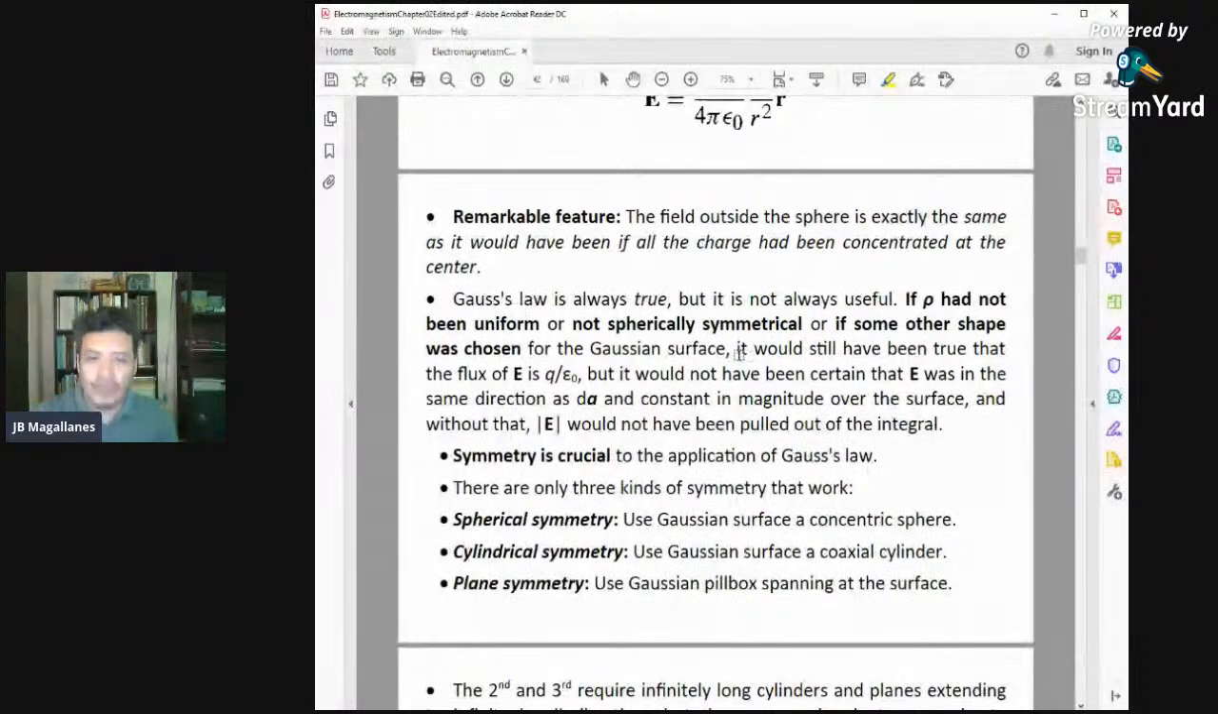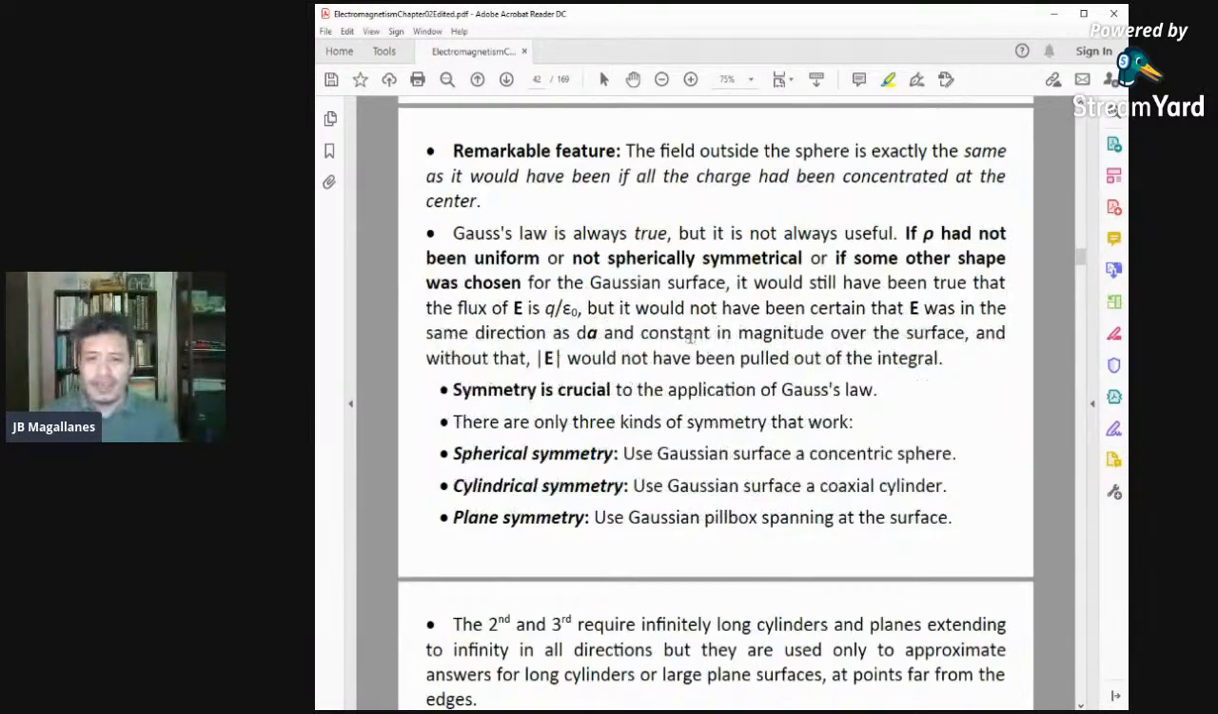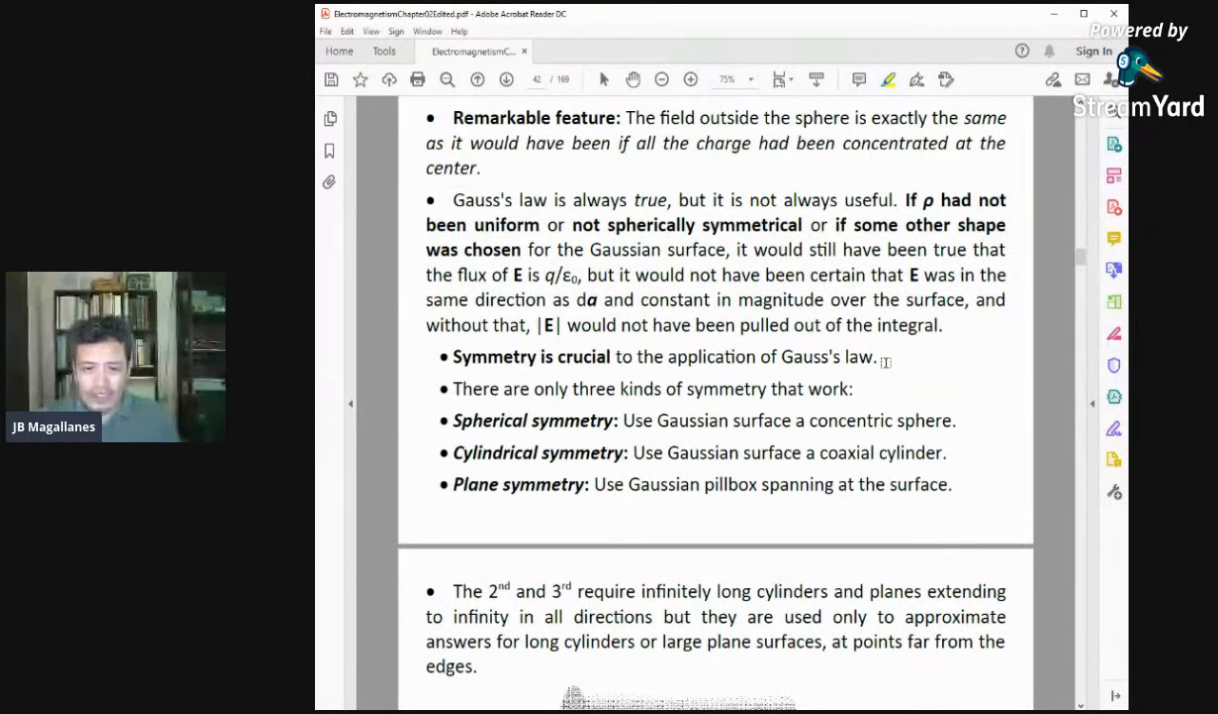So what is the feature of this problem? It is that the field outside the sphere is exactly the same as it would have been if all the charge had been concentrated at the center of the sphere. So it's similar to a point charge located at the center of the sphere. There are some other geometrical symmetries that you can exploit to be able to use Gauss's law.